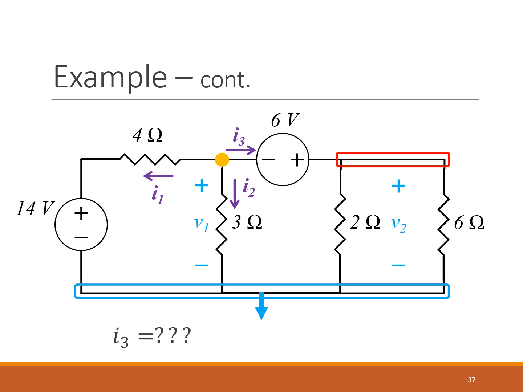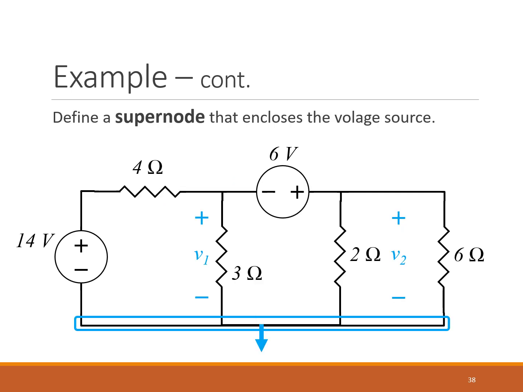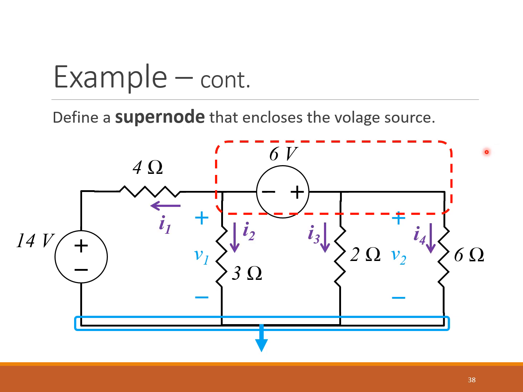So the way we are going to get around that is we are going to define something called a supernode. And so essentially we're going to combine what was previously our node 1 to the left of the 6 volt source and our node 2, which was to the right of the 6 volt source. And now everything in this dashed red line we're going to consider as one node or a supernode because it is enclosing more than one essential node. And we're going to just continue the process that we had defined previously in our steps for node voltage method analysis, but now we're just using this supernode.